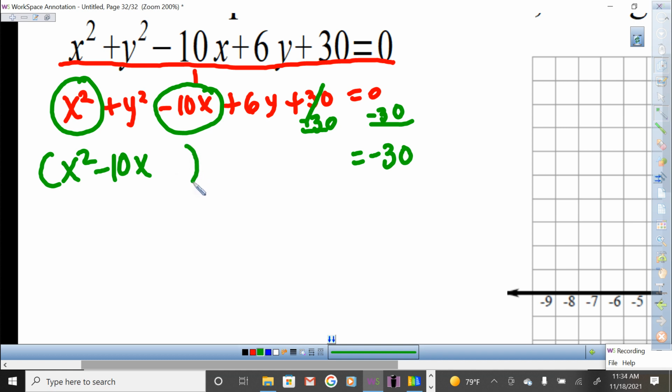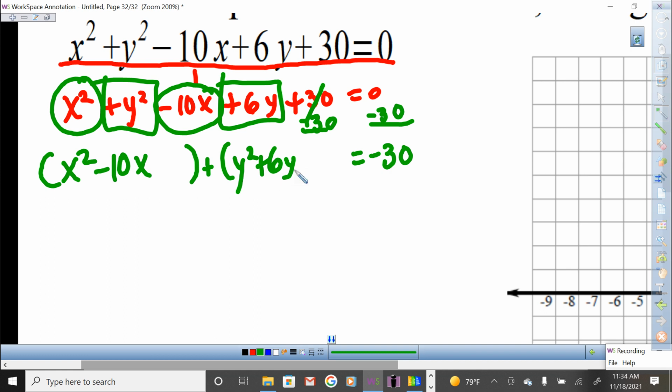I'm going to leave an empty space. Plus, then I got y squared and 6y. And I'm going to leave an empty space. Before you copy, I'll do one more step before you copy. Look up. Your brain wants to do something here. Tell your neighbor what it should do here.